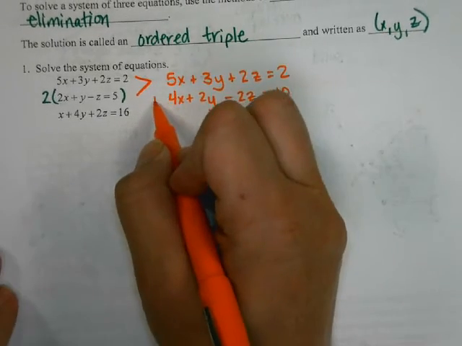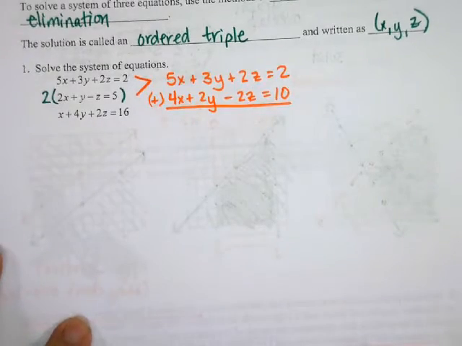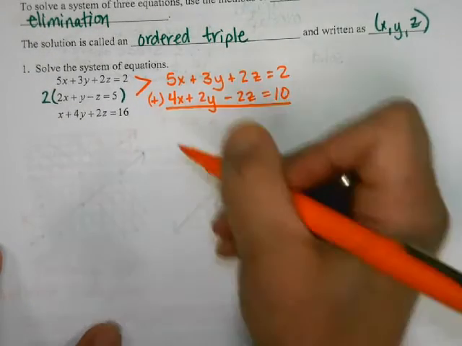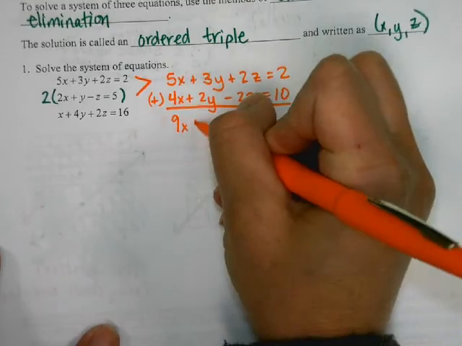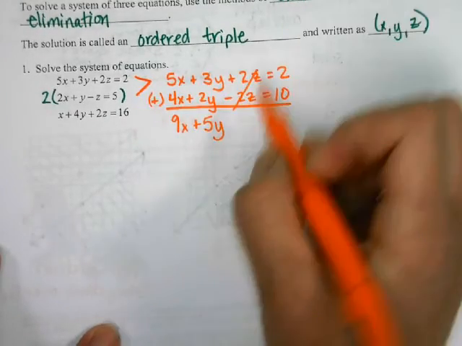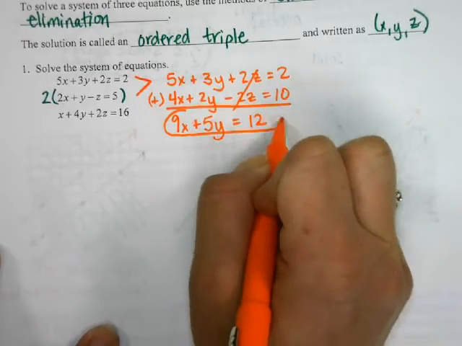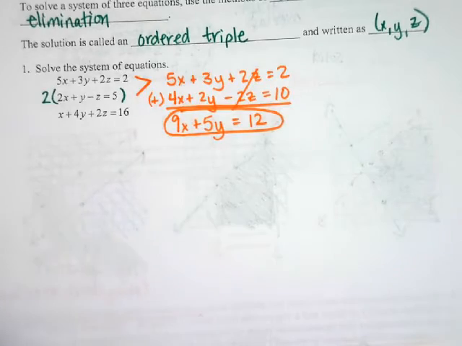And let's add these 2 guys together. So I get 9x plus 5y. The z's cancel, is equal to 12. Circle it. We're going to have to come find it here in a minute. So circle it so you can find it.